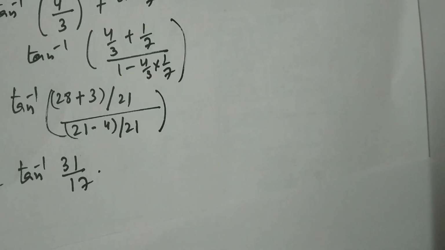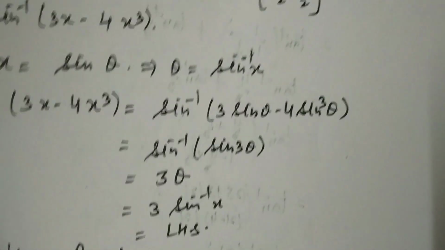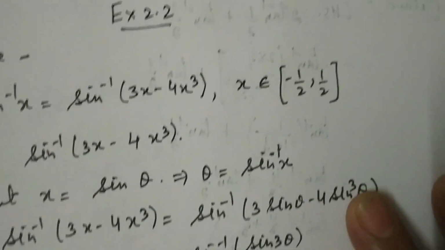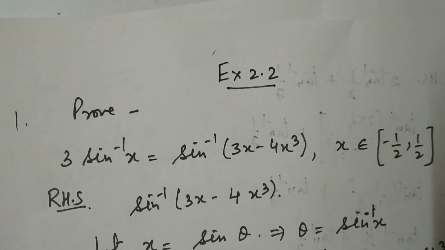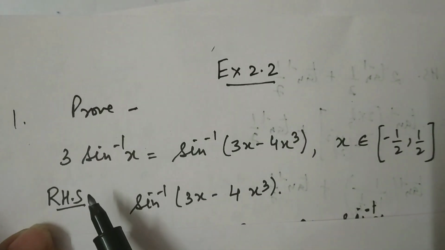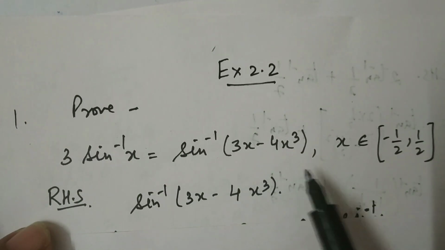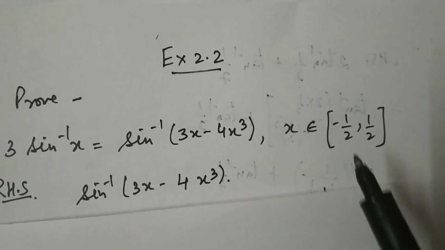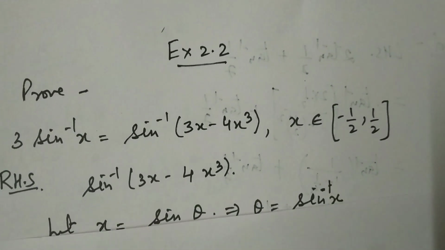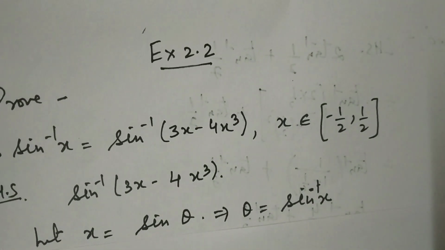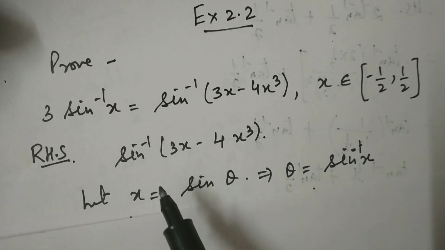Now I'll be taking questions from the textbook, and here I take exercise 2.1 question number 1. Here we need to prove that 3 sine inverse x is equal to sine inverse of 3x minus 4x cube, where x belongs to the closed interval minus 1 by 2 to 1 by 2. Now for that we assume the RHS, and taking the right hand side we will come to the left hand side.